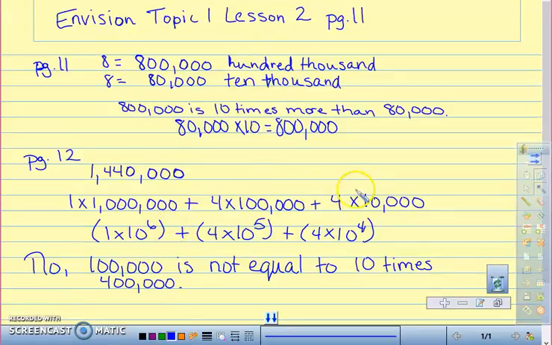Now, if we look at these two questions, 40,000 times 10 is 400,000. So 400,000 in this case is 10 times greater than 40,000.